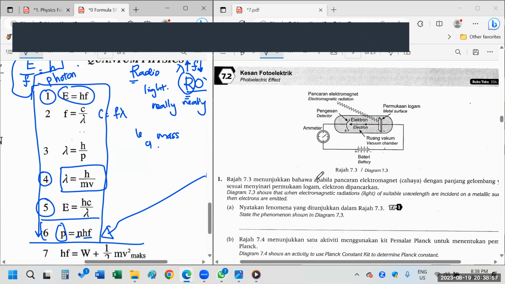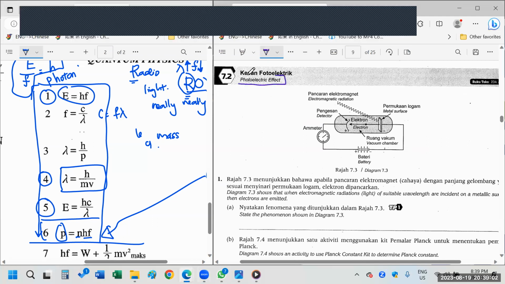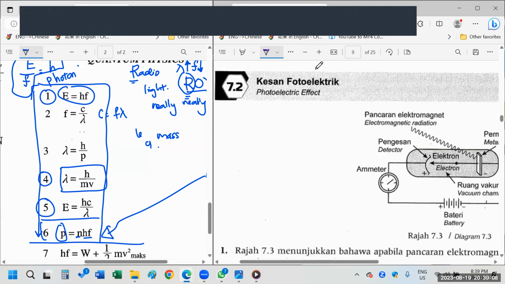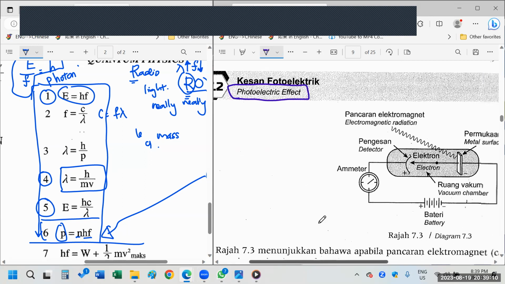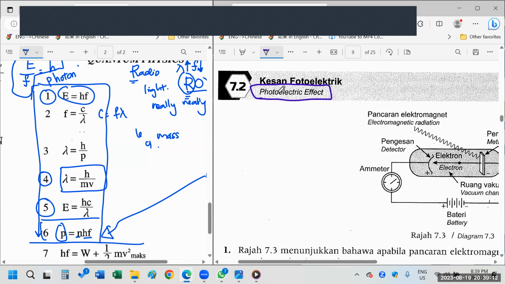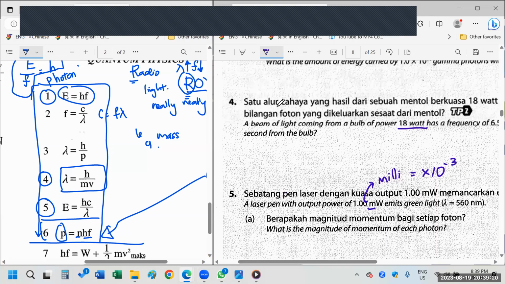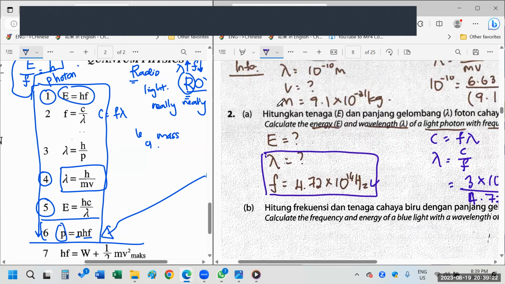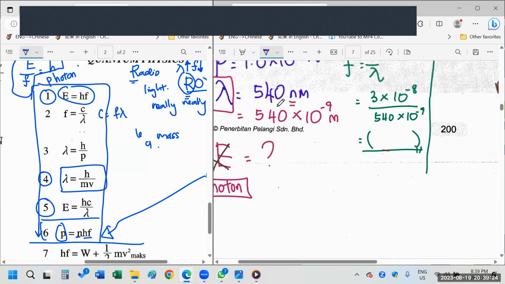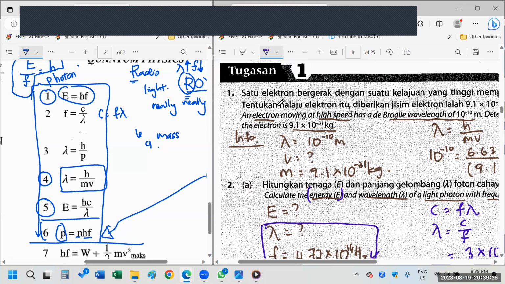So now let's see actually what is the photoelectric effect. Same thing as every time when I start, I will introduce what is the name. By the way, any question about up here? No.